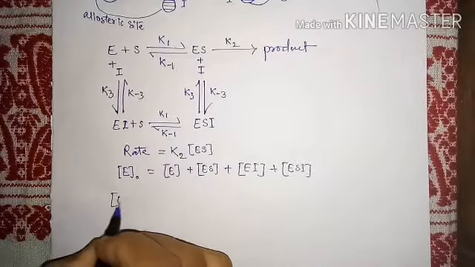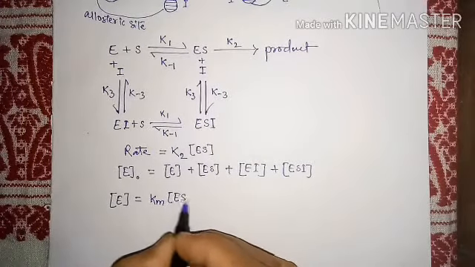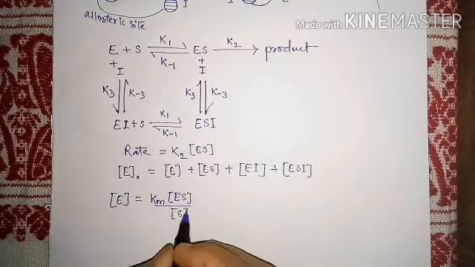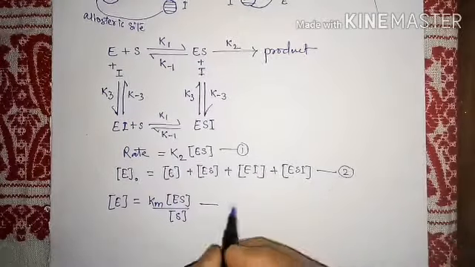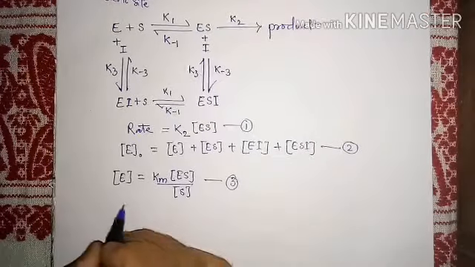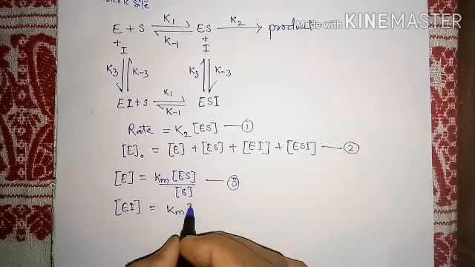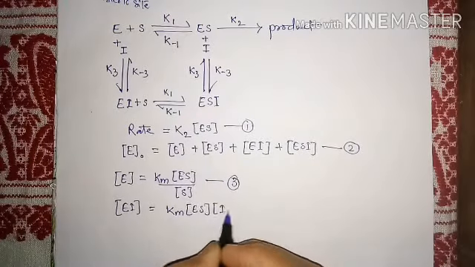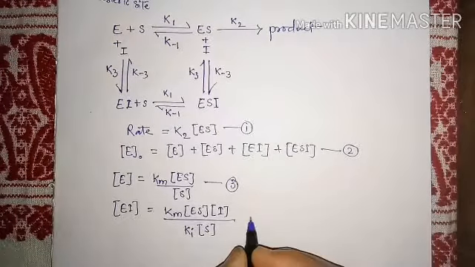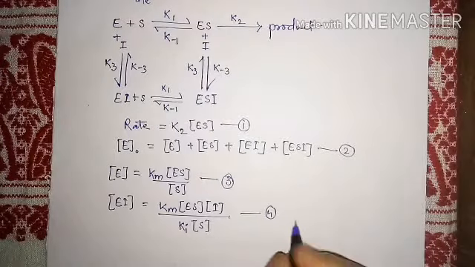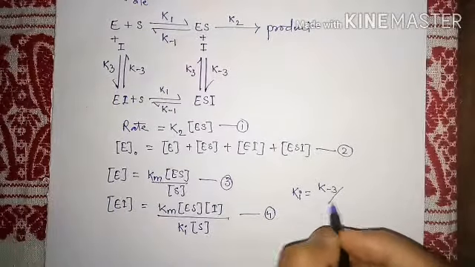As we know, in the earlier video we got the value of E: Km, which is the Michaelis constant, times concentration of ES by concentration of substrate. Let it be equation number 2, and this is equation number 3. And also for the EI complex, we have Km concentration of ES concentration of I by Ki concentration of substrate, that is equation number 4. And this Ki means what? Ki is the dissociation constant for the inhibitor, K minus 3 by K3.